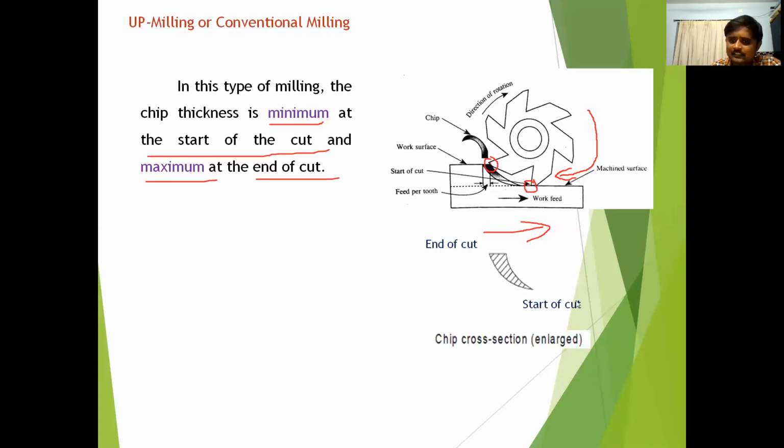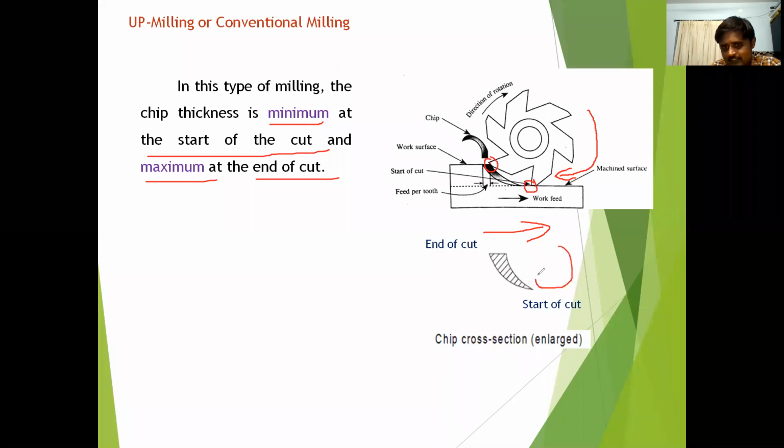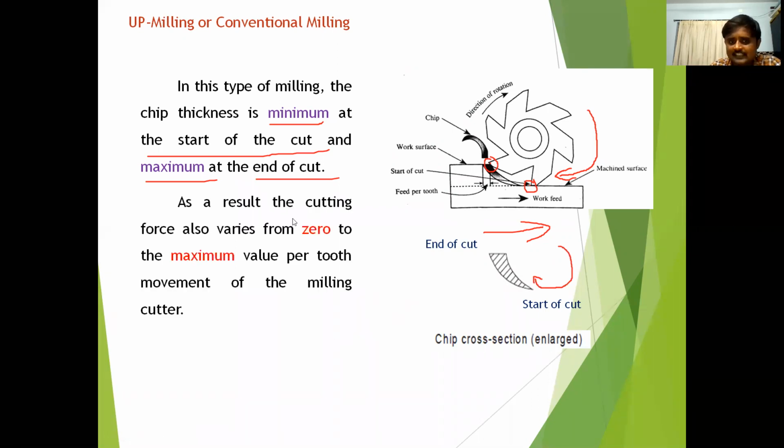Here this is the starting point and this one is the ending point. The cutting tool is rotating like this. As a result, the cutting force also varies from 0 to maximum. As we know, if the material removal is minimum, the cutting force required is also very low at that point. And if the metal removal increases, the thickness increases, and automatically the force increases.